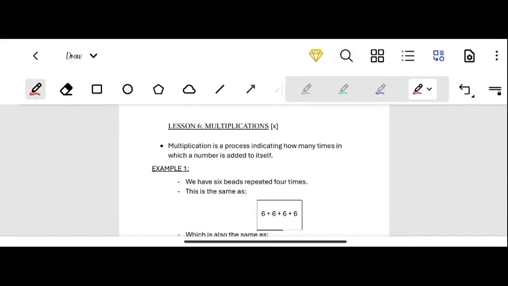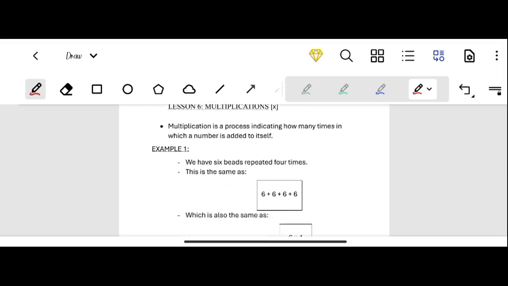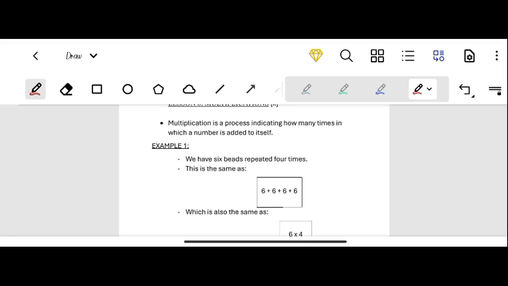What you have to note when you're dealing with multiplication is that you're looking at how many times this number has been added to itself. I gave an example that says we have 6 repeated 4 times. This is the same as 6 plus 6 plus 6 plus 6.